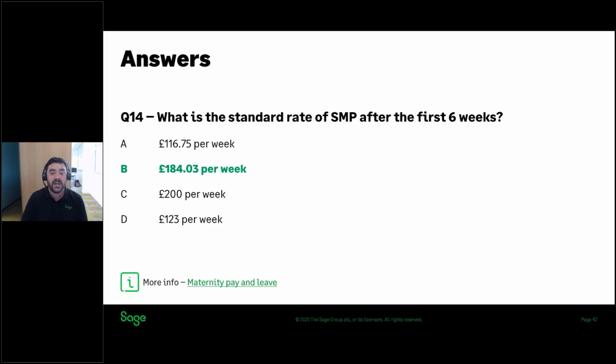in the legislation. Some of the other answers that might have caught you out, £116.75 is the statutory sick pay rate for the current tax year, and £123 is the lower earnings limit. So that's the minimum average weekly earnings that you need to qualify for the payment. But the standard rate was £184.03.